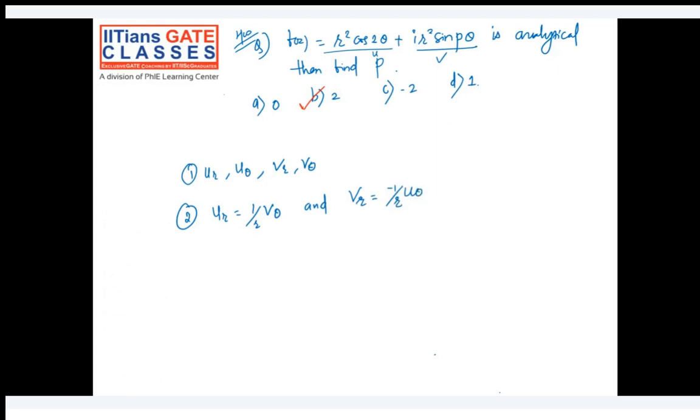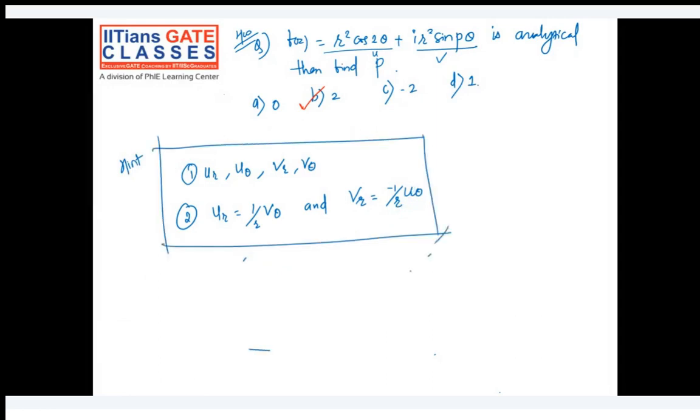So I have already given you the hint. With this hint, you should be able to get the answer. Okay, check your answer, and if you are still finding difficulty, you can feel free to reach out to me.